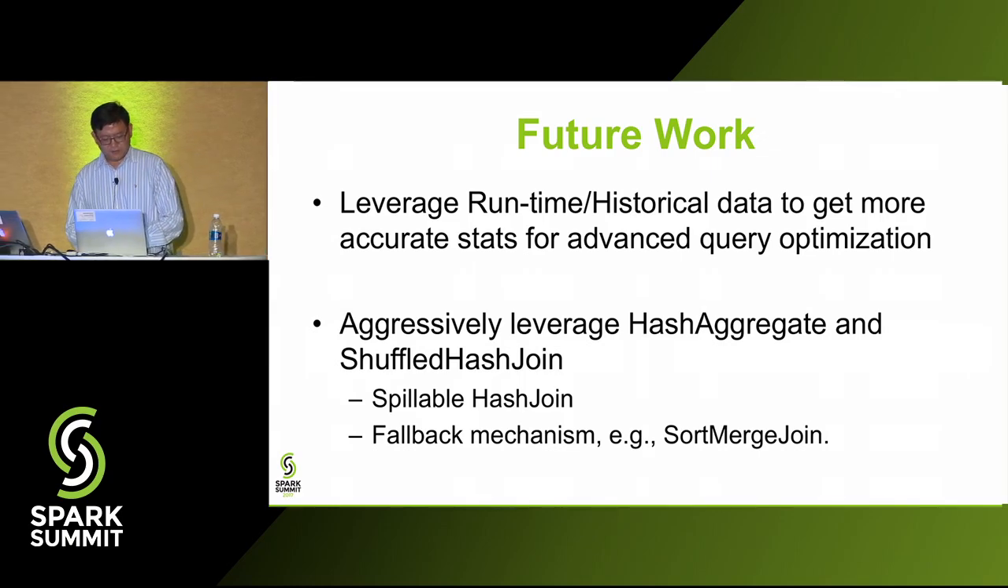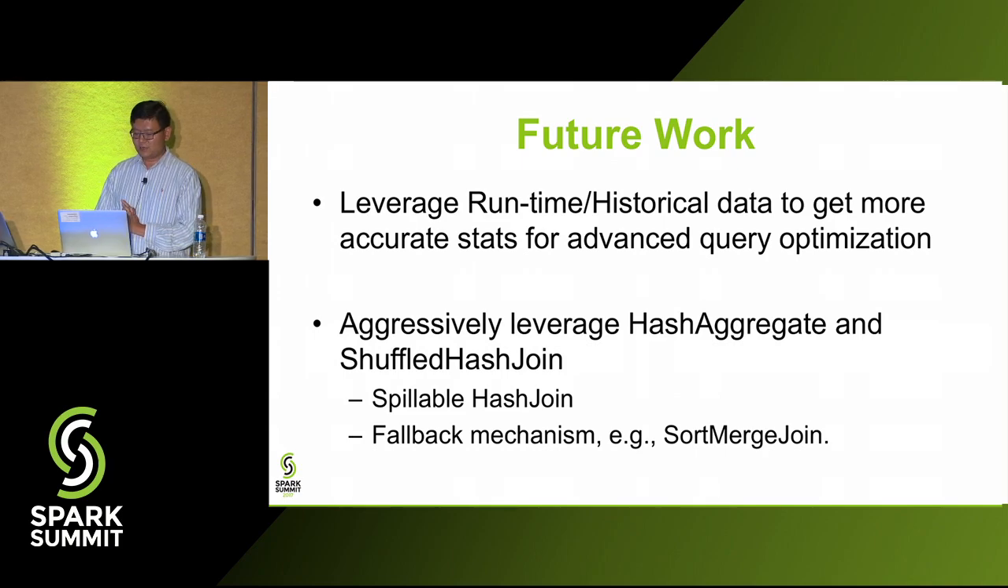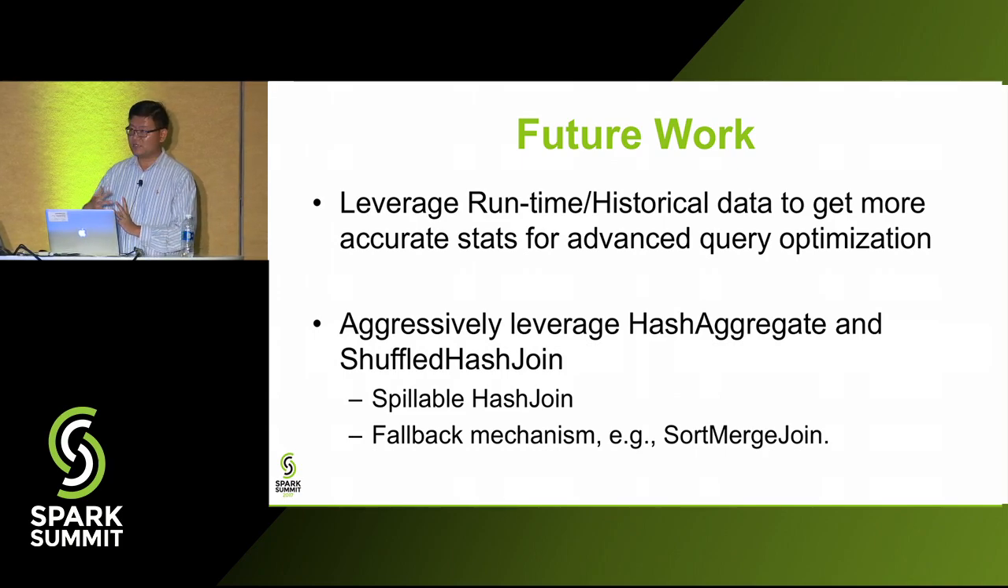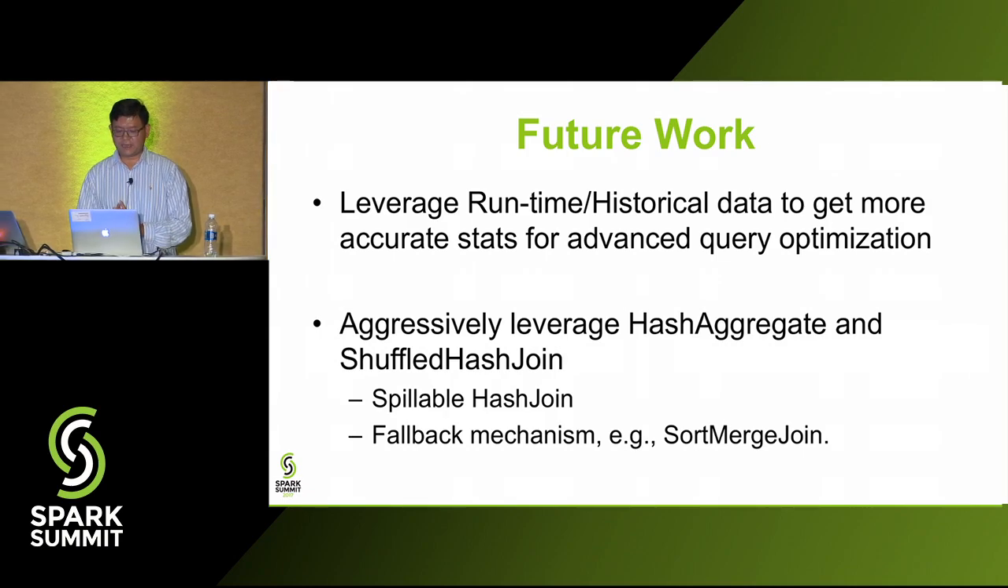And last, the future work. We want to leverage runtime and historical data to get more accurate statistics for advanced query optimization. Then we want to aggressively leverage hash join and shuffle hash join. But before leveraging that, we have to implement a scalable hash join or some fallback mechanism. If the hash join fails, it cannot fail the job. We have to maybe fall back to sort merge join or make it scalable.